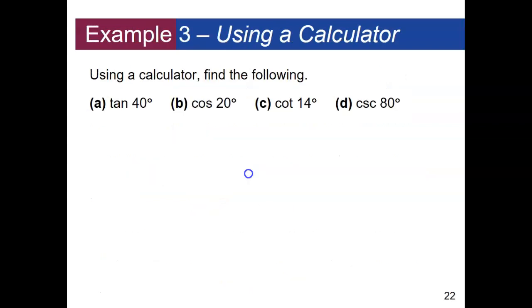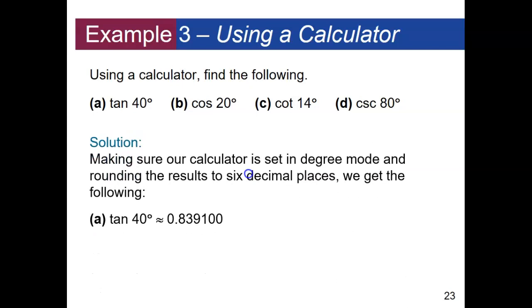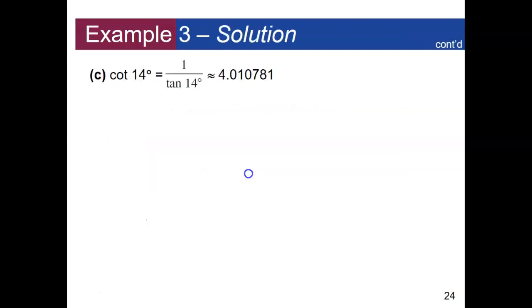Okay, here's a couple just for you to try. As long as you're set in degree mode, you should get this for tangent. For cosine of 20 degrees, you can see what you should get. For cotangent, you would need to do 1 over tangent of 14 degrees to get that answer. And then for cosecant, you're going to do 1 over sine to get that answer.